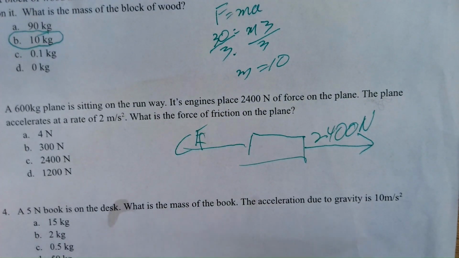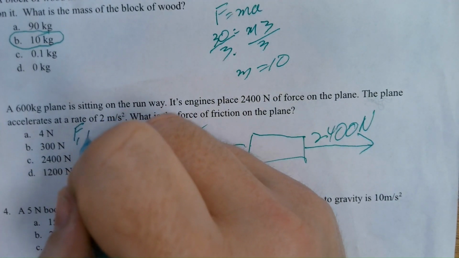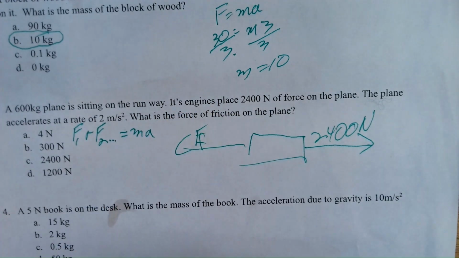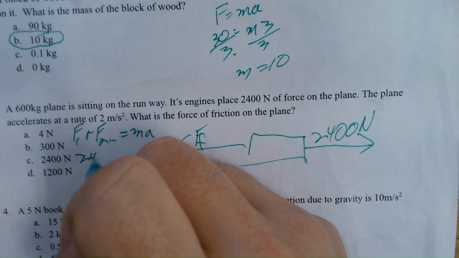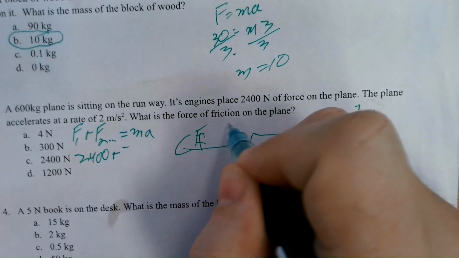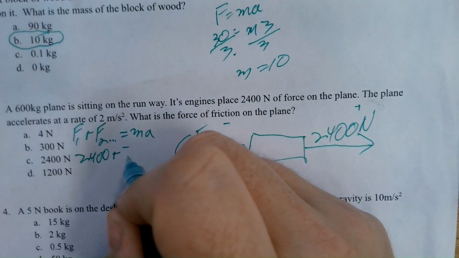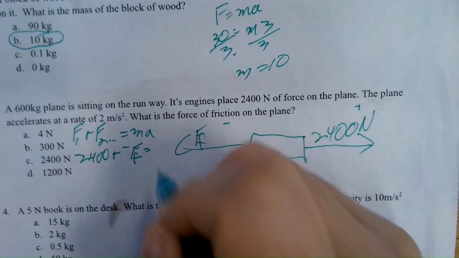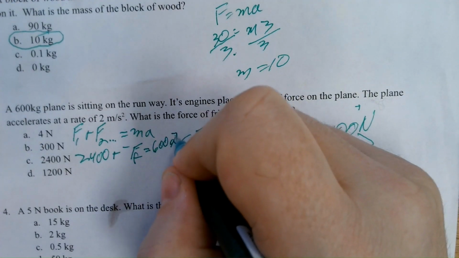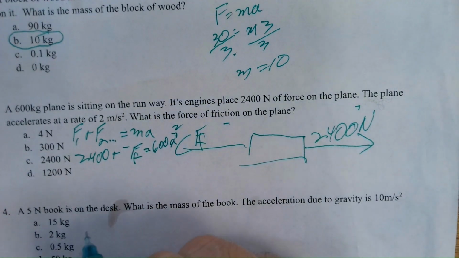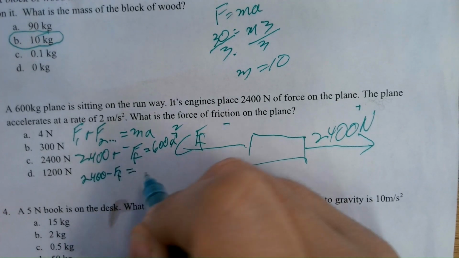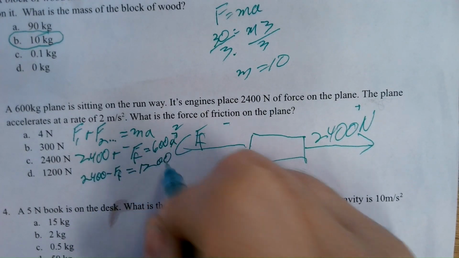There's a couple of different ways to solve this. The pathway I like is this combination of forces set up. So I have 2,400 newtons of force this way, and I'm going to add to that, if this is positive, then this has to be negative, some force of friction. And that's going to equal my mass, 600, times my acceleration, which in this case is not due to gravity, just the acceleration, which is 2. So that's 2,400 minus force of friction equals 2 times 600, which is 1,200.